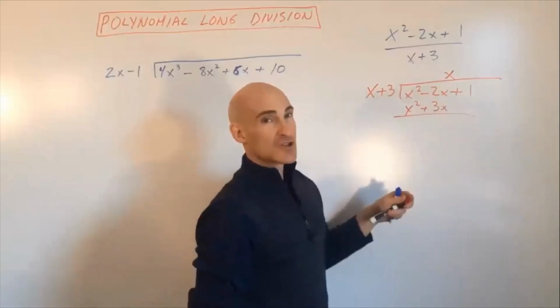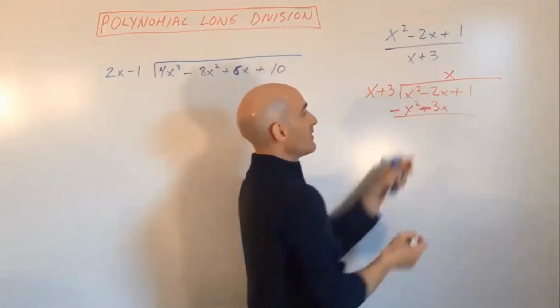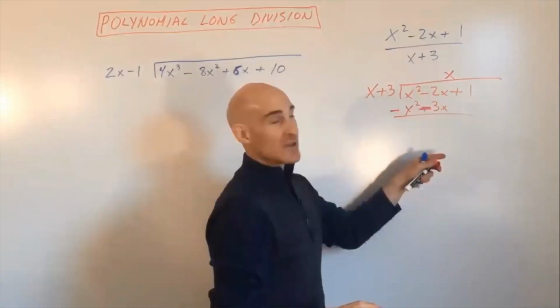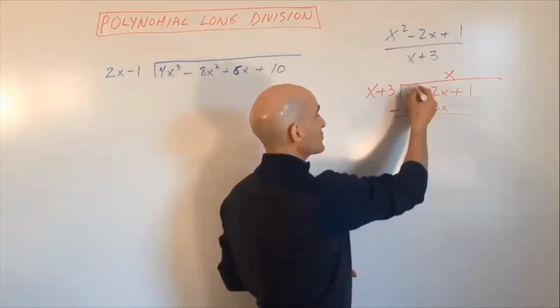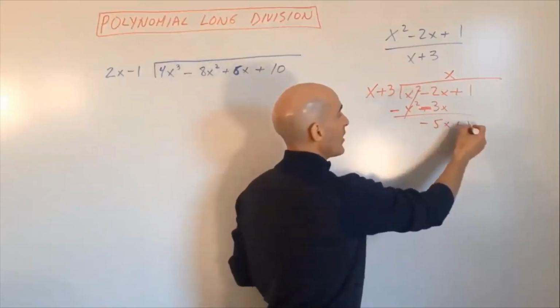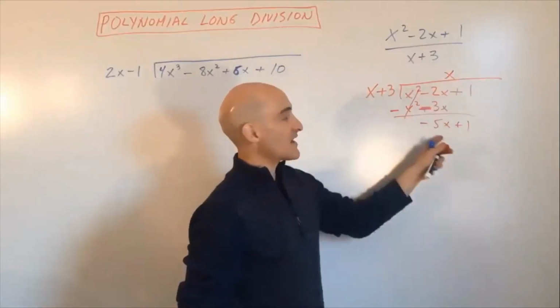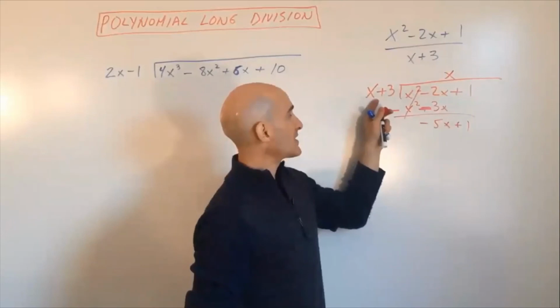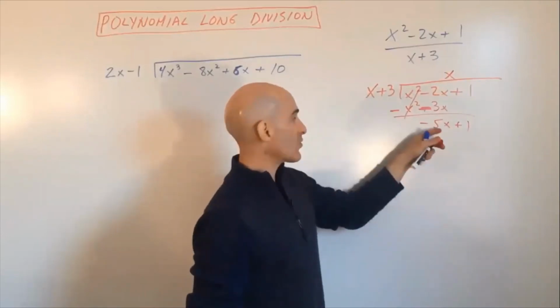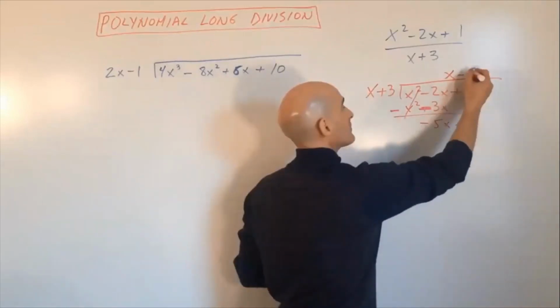Now, what a lot of teachers will teach and a lot of students will do is they'll change the signs to the opposite, and then they'll add, because subtraction is just like adding the opposite. So you can see that these cancel, and we get negative 5x plus 1. Okay, so now we have to say, what times x is negative 5x? Or how many times does x go into negative 5x? Or what's negative 5x divided by x? Well, that's going to be negative 5.